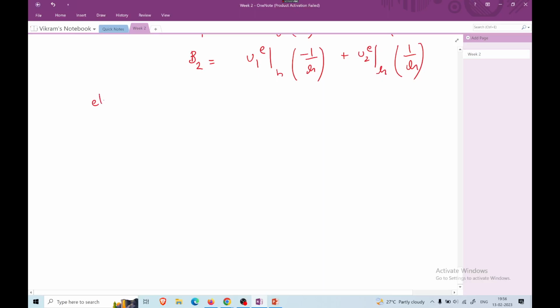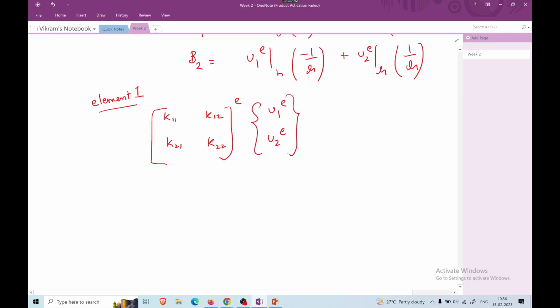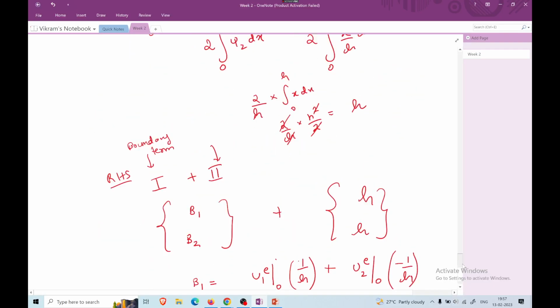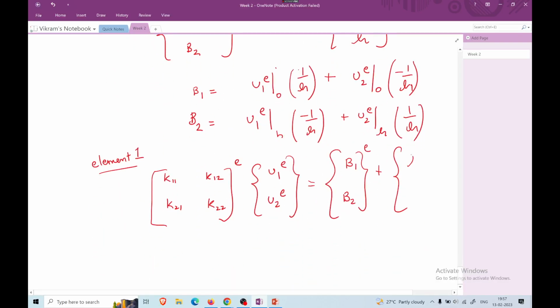So for element 1 my equation is k11 k12 k21 k22 at e into u1e u2e is equal to some b1 plus b2. This is also related to the element, plus this term we evaluated, second term h. Okay.